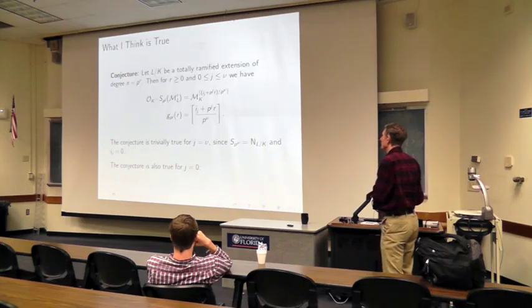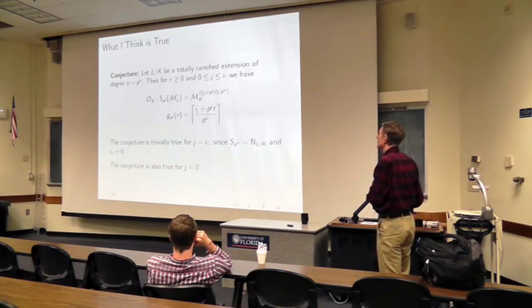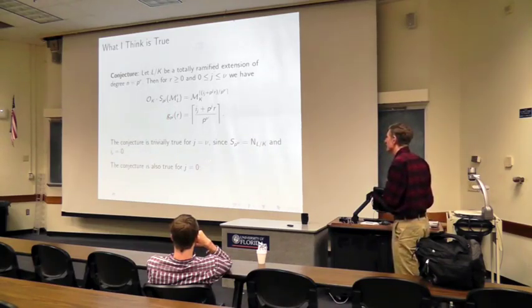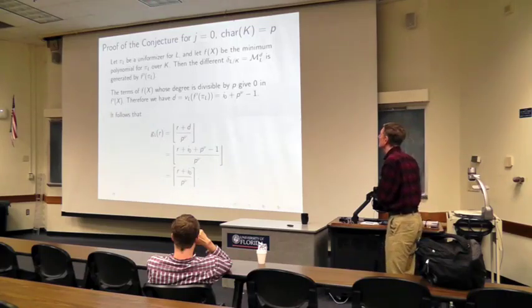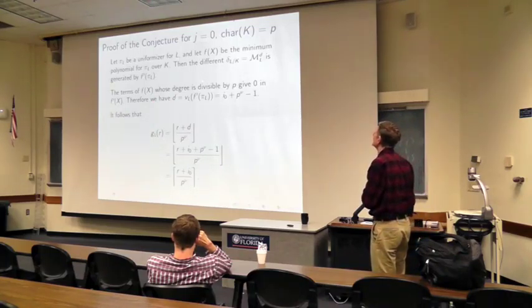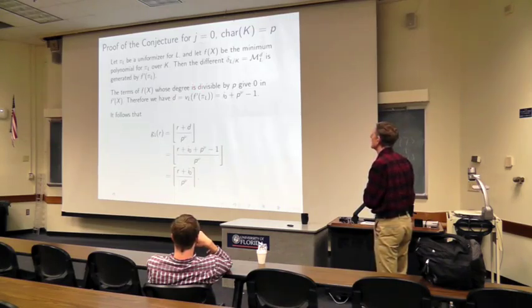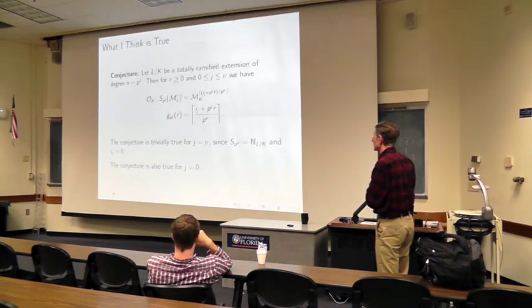Okay, so if j equals nu, then this is kind of trivial because s sub p to the nu is the norm. J equals 0, well, that's s sub p to the 0, which is s sub 1. We already looked at that case. And so what I want to do here is just note that if you look at what we already did, then you'll see that the conjecture is true for j equals 0.